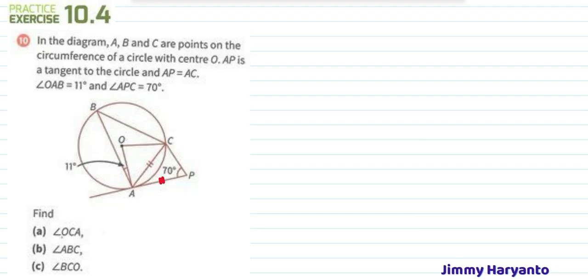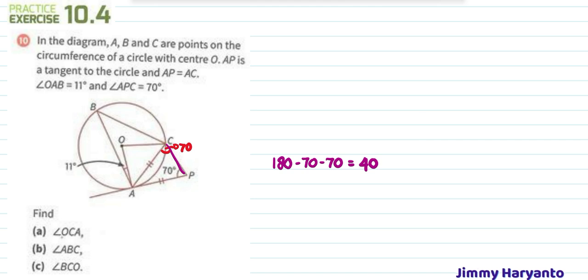Next is question 10. Question 10, we will start from the same length, so that means we have the same angle also. This one is 70. Next is to find this one. To find this one, you will use this triangle. That means 180 minus 70 minus 70 equals 40. This is 40. And then I want to use the tangent and the radius. That means this one is 90, so I can find this one: 90 minus 40 equals 50.